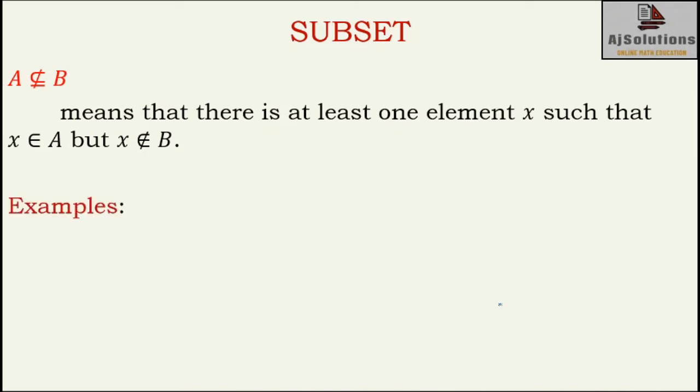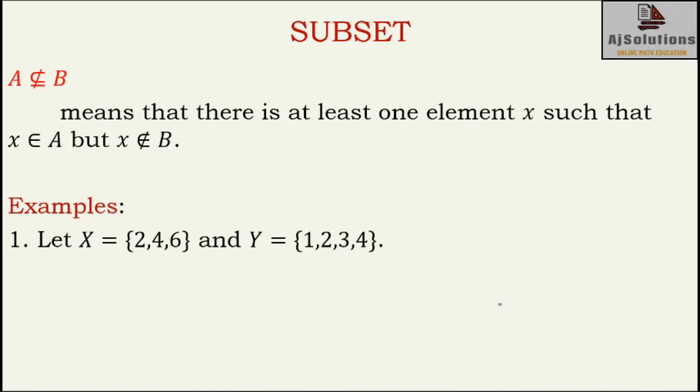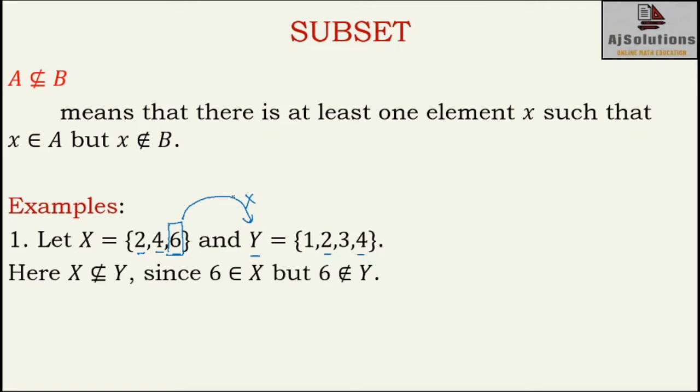For example, I have a set X and a set Y, and if you observe, members 2 and 4 of X are also members of Y, but member 6 is not a member of Y. There is no 6 in Y. So we got one member which is in X but not in Y. We have one member of X which is not a member of Y. That is why X is not a subset of Y. Okay.